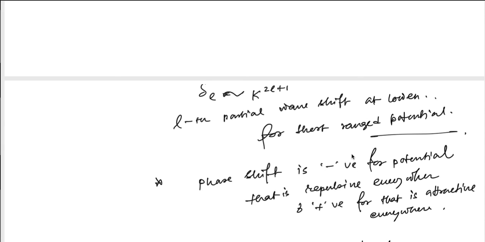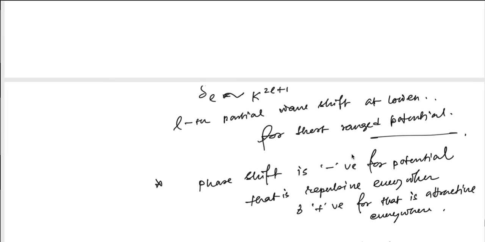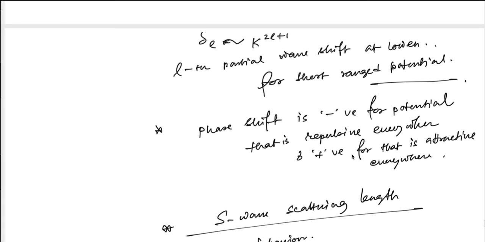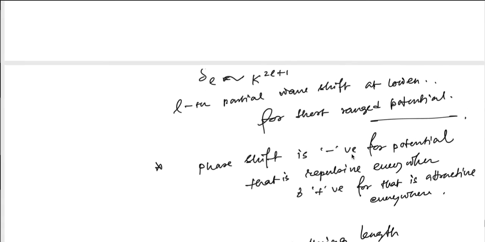The proof is a little bit of algebra, but it can be proved for arbitrary potential. I am not going to prove that, I am just going to state it. One interesting thing to notice is that this phase shift is negative for a potential that is repulsive, and positive for a potential that is attractive everywhere. This is also something you can show with a little bit of algebra.